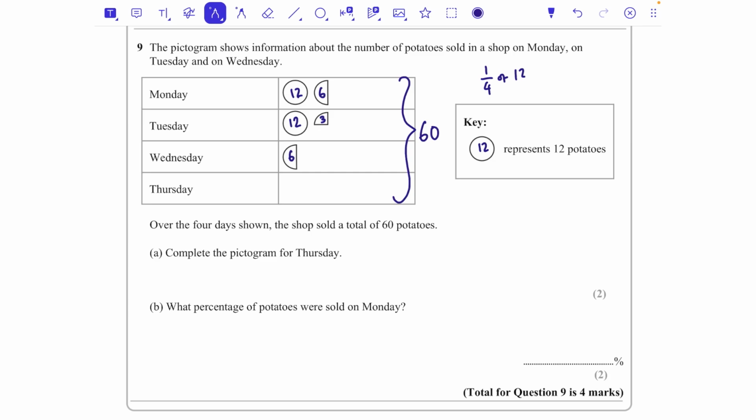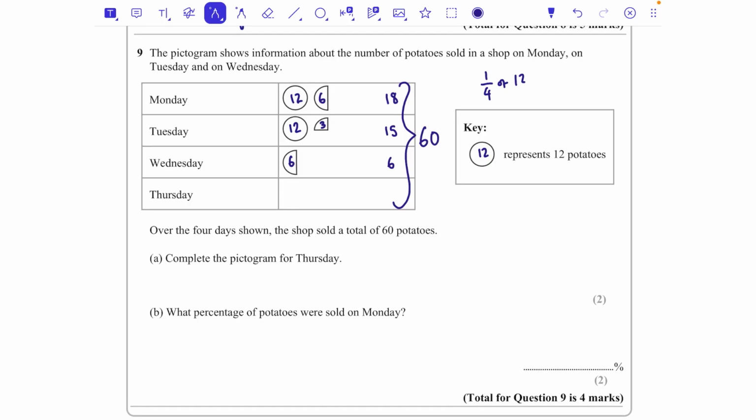So let's see what we've got so far. We can see on Monday, if we do 12 add 6, that is 18. On Tuesday, if we do 12 add 3, that's 15. And on Wednesday, there is just 6. So adding together those values that we've got so far, 18 add 15 add 6, is going to be 8 add 5 is 13, add the 6 is 19, so 9 carry the 1, and 1 add 1 is 3.